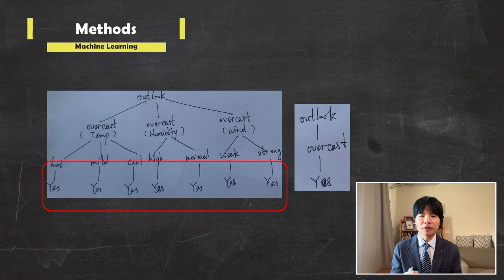Also, we can map out the scenarios for playing tennis in overcast weather using the three features: temperature, humidity, and wind. An interesting observation from the chart is that regardless of the feature or its values, the result is always play tennis. After pruning, we can get this tree.